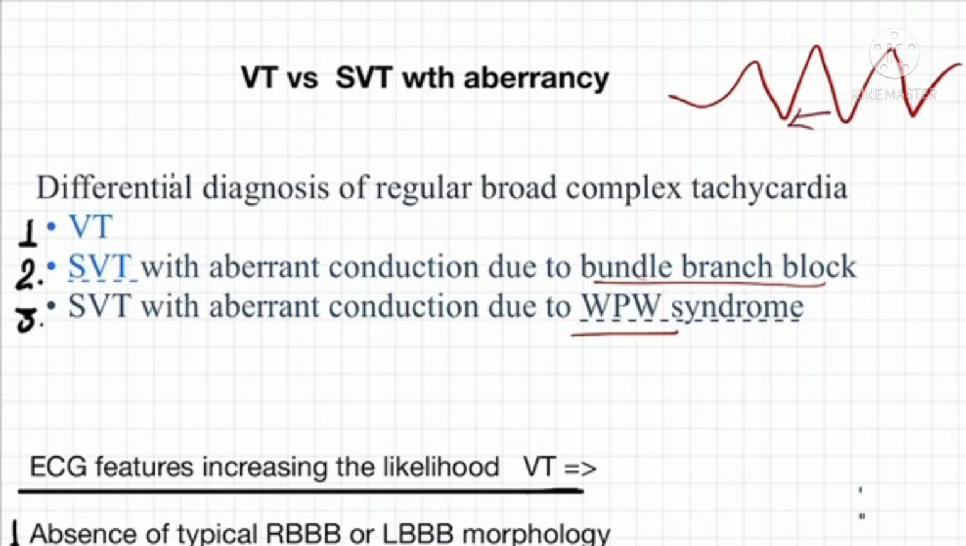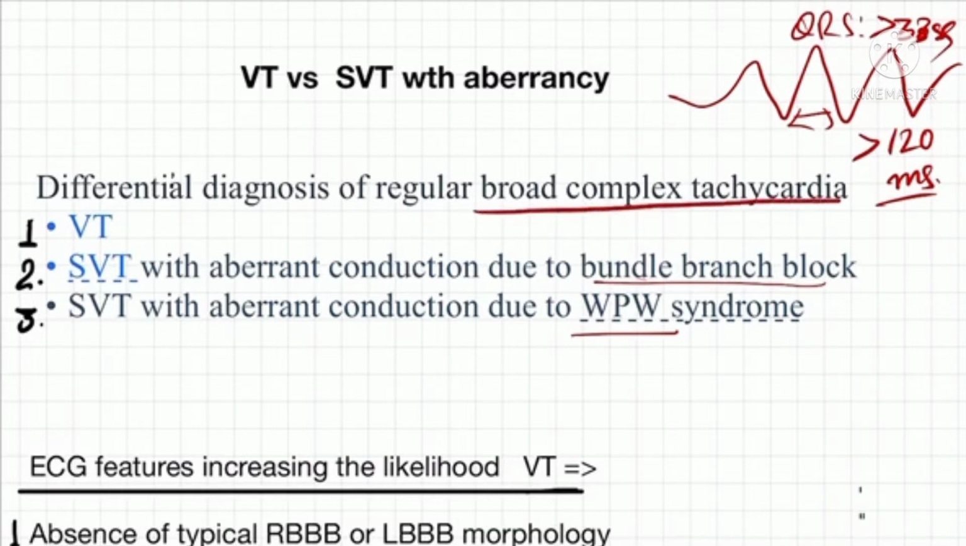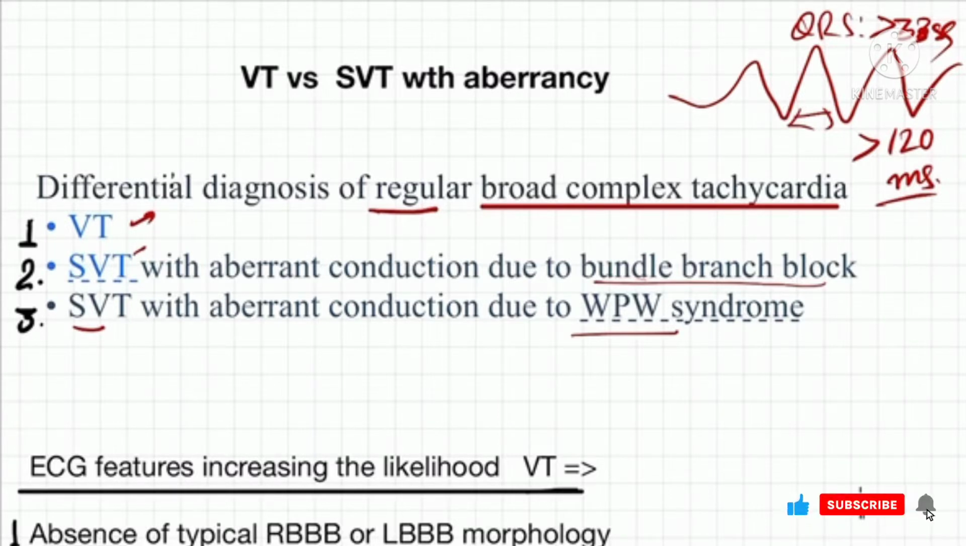We define broad complex tachycardia as the QRS complex being more than 3 small squares, or more than 120 milliseconds. First we discuss VT, then SVT, and then SVT with aberrant conduction in WPW syndrome.